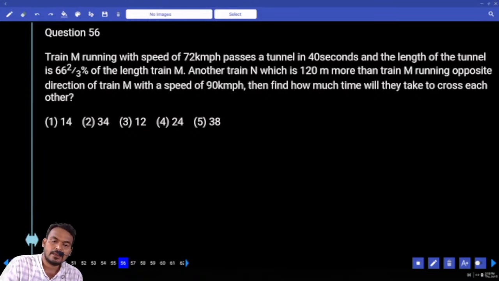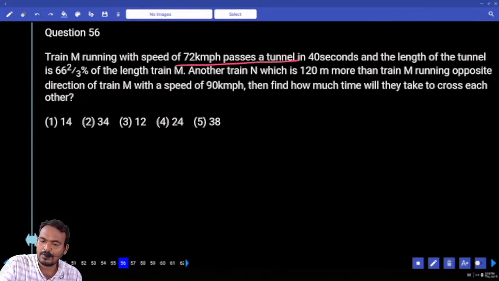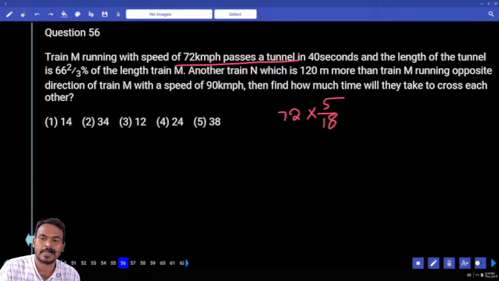First one, train M passes a which one? Tunnel. When a train passes a tunnel means total distance are train length plus tunnel length. And what is the speed of the first train? 72 into 5 by 18, that is meter per second, into how many seconds? 40 seconds. That is equal to length of the train and length of the tunnel.